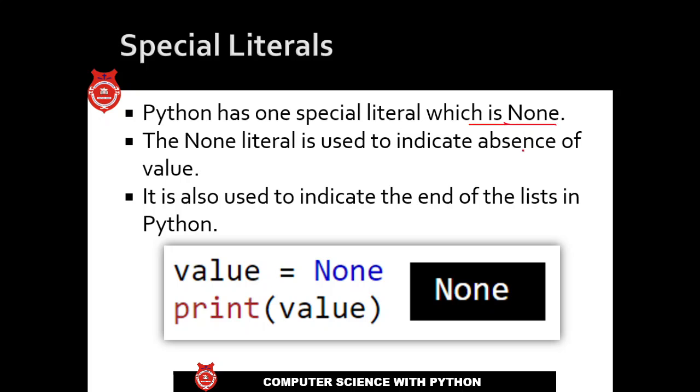And lastly, the special literal, which is known as None. None means nothing. It indicates the absence of the value, including 0. Okay, the value is totally absent. So value equal to None. So when you print the value, you'll get None.